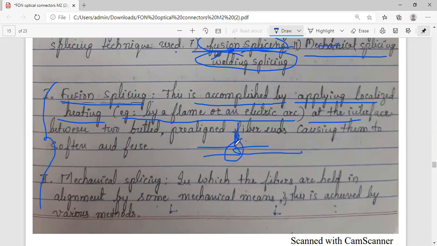Here you apply localized heating at that specific point in that region, using the flame or the electric arc between the two butted pre-aligned fiber ends. So what do you mean by butted? Butted in the sense they are not actually joined. You know what is etching, right?